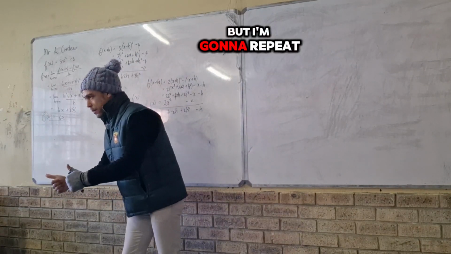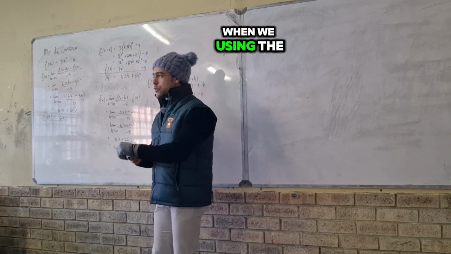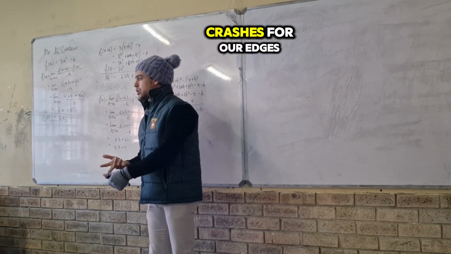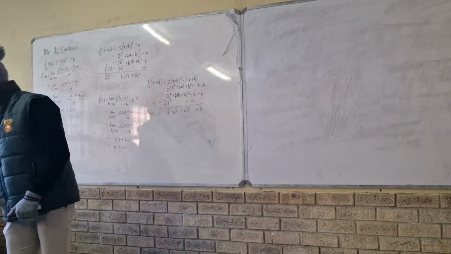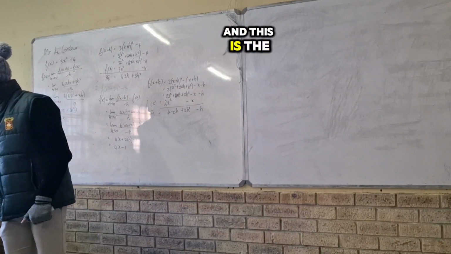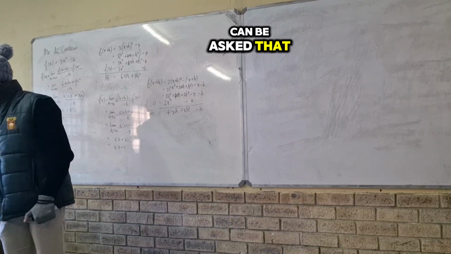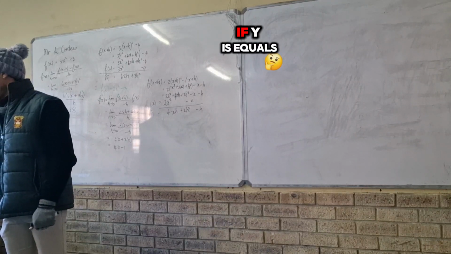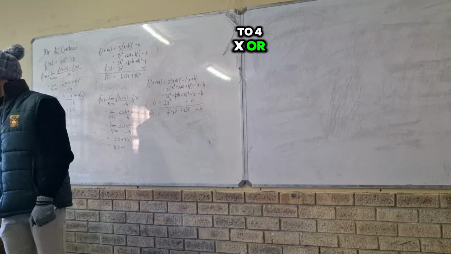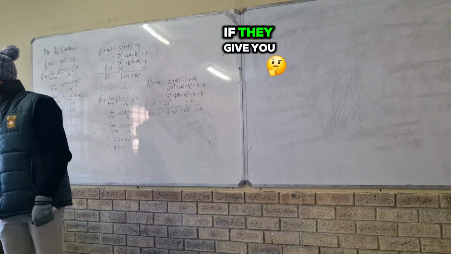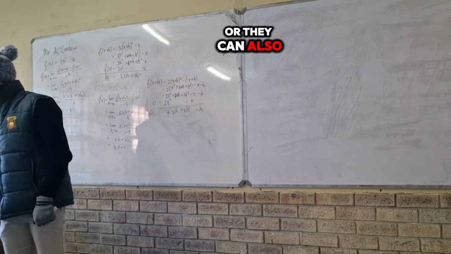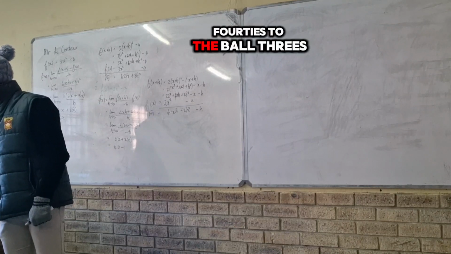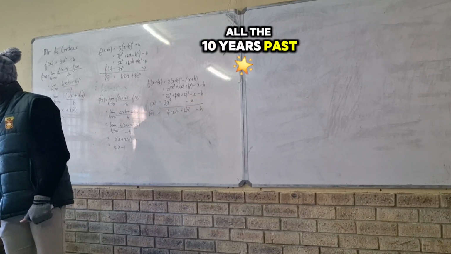I'm going to repeat it one more time. When we're using the rule, what is important? No brackets, no surds, and no fractions for our x's. So there are a few examples of the different ways we can be asked it. Determine dy over dx if y is equal to 4x, or you can be asked for the derivative if they give you the function f of x, or they can also give it to you as d over dx, and then they want the derivative of 4x to the power of 3.